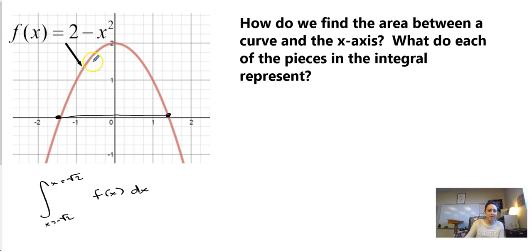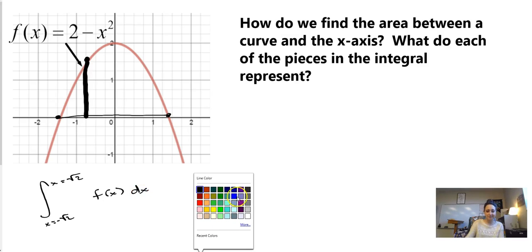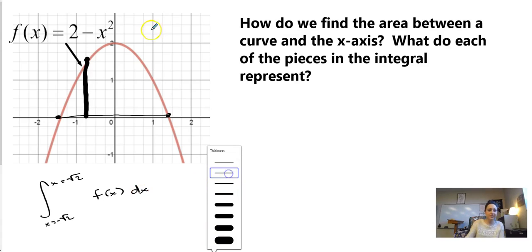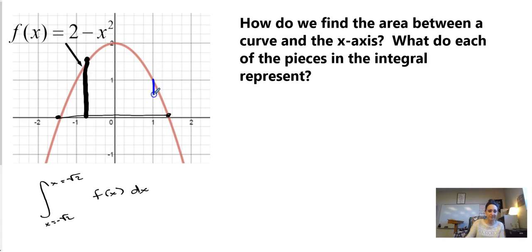So if I take one representative rectangle here, I grab that rectangle. The height is whatever the y value was right there, right? And then the width is this infinitesimally small dx, right? If I were to grab a different rectangle like this one, the height of that rectangle is still whatever the y value was for that x, f of x, right? And the width is this really super thin dx, okay?